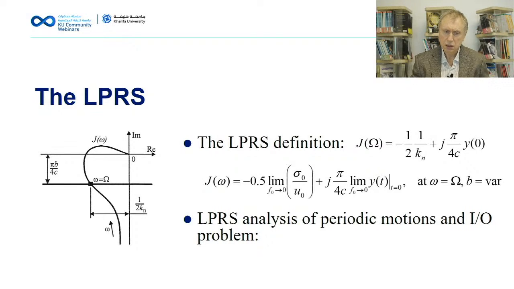So if we somehow manage to compute this function, we will be able to, through finding a point of intersection of this function with this straight line, which is pi b over 4c, find the omega, the frequency of chattering, exactly, and the equivalent gain through this value of the real part at this point of intersection, because it's half of the reciprocal value of the equivalent gain.